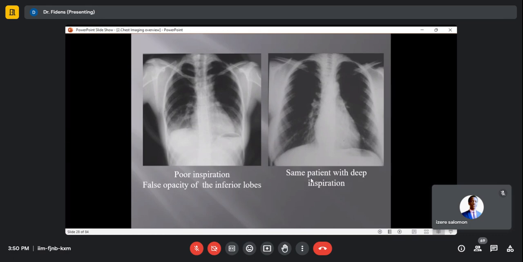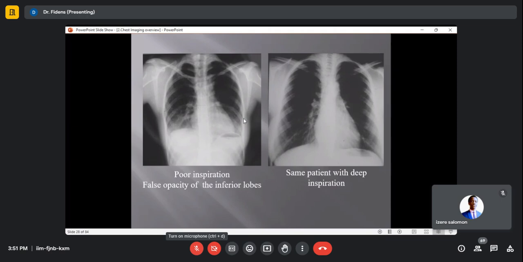Lecturer, on poor inspiration, there is opacity on the lower part of the lungs. It's more white, yeah. Opacity. There is a reason why I have put these films for you. Do you know the reason why it is white here, like opacity? It is because of poor inspiration, because not much air has reached the lower part of the lungs. You may think of opacity, but it is not.